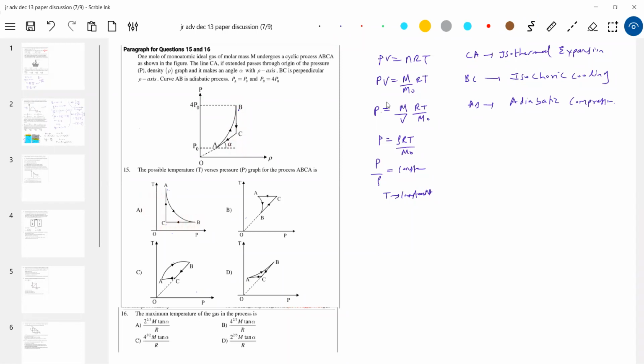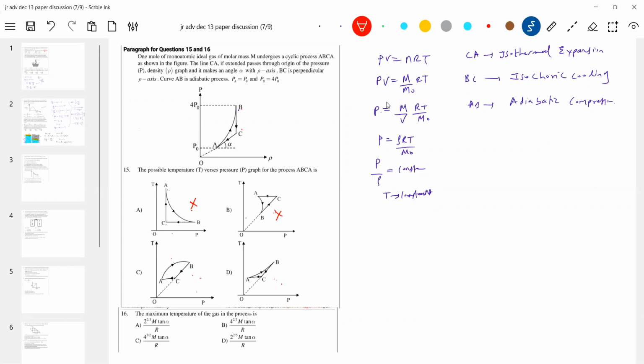This is not possible. Why not possible? BC temperature cannot remain constant. BC temperature will vary. What about this? Isochoric process, BC. Isochoric cooling it is. Pressure will decrease. So what about here? Pressure is increasing. Leave it. Now we have options between these two. BC is an isochoric cooling. Temperature will decrease, pressure also will decrease. That's what you can see here.